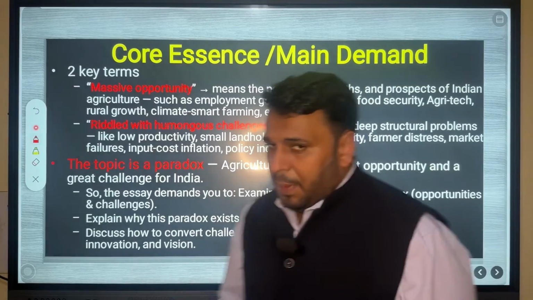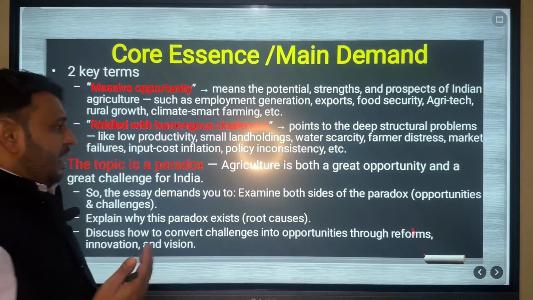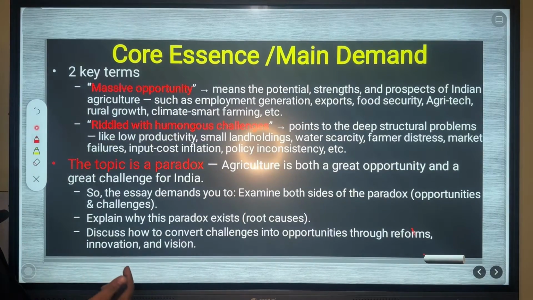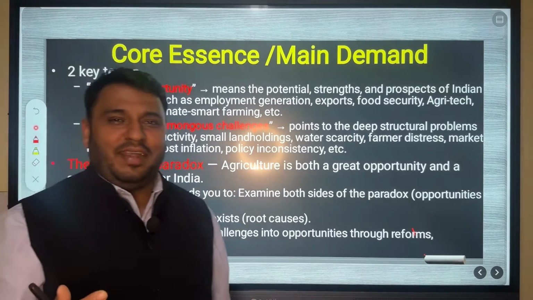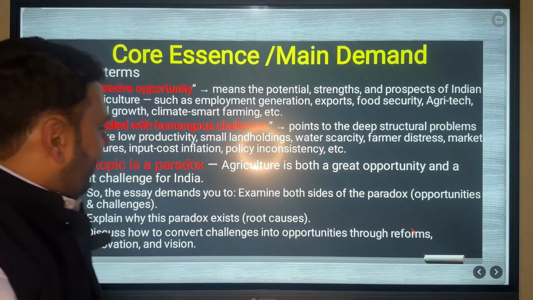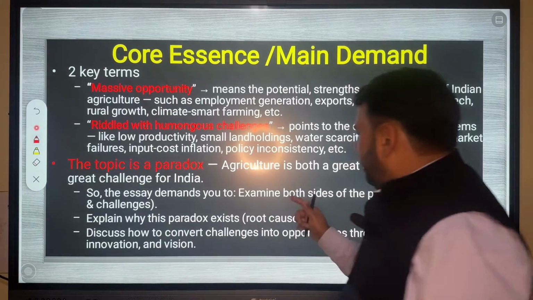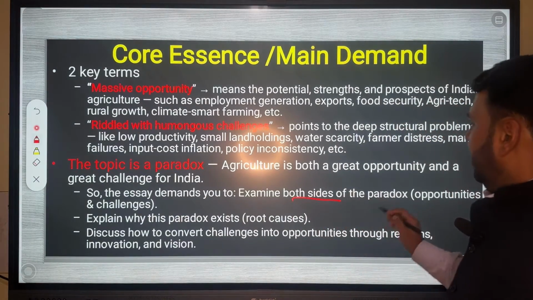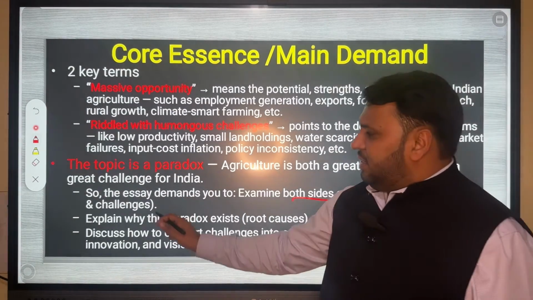So we understand what a paradox is. The topic is a paradox. Agriculture is both a great opportunity and a great challenge for India. So this essay demands you to examine both sides of the paradox, opportunities and challenges.